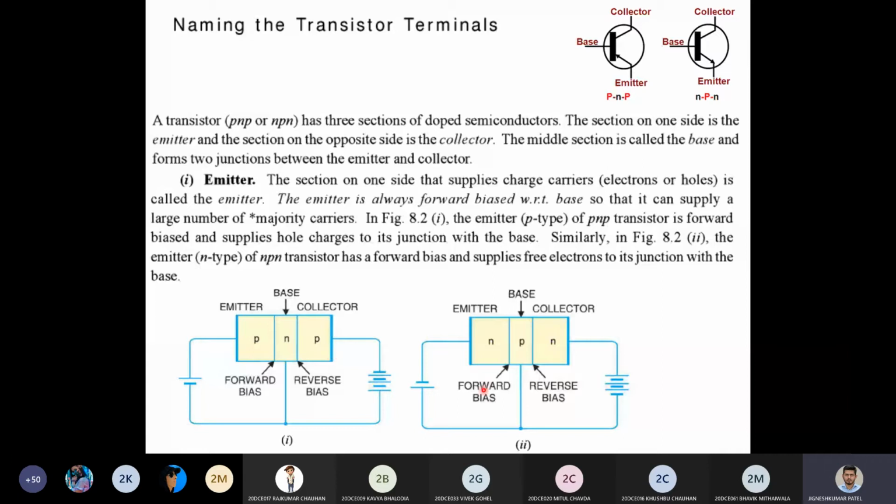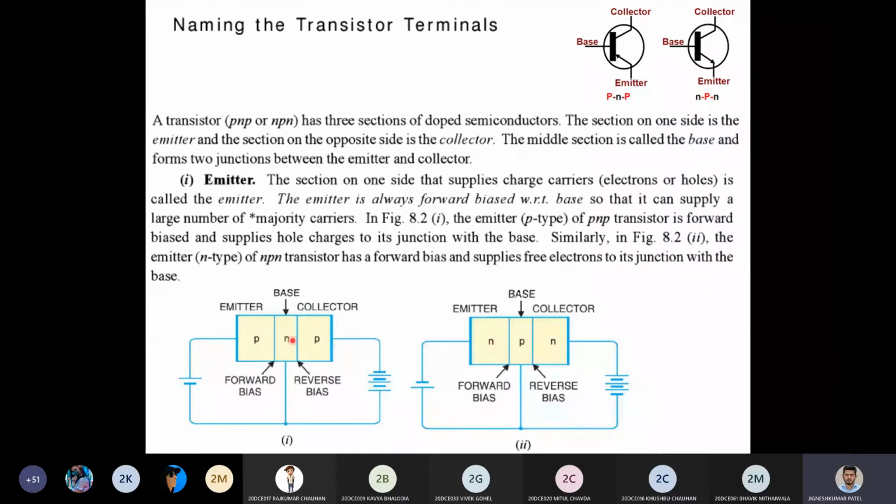So in either connection, be it PNP or NPN, you have to make sure the PN junction between your emitter and base is forward biased for the transistor to work. So what is the emitter? Whenever this is in forward bias, what will happen? A large current will flow from P to N. In the same way here, a large current will flow from P to N.